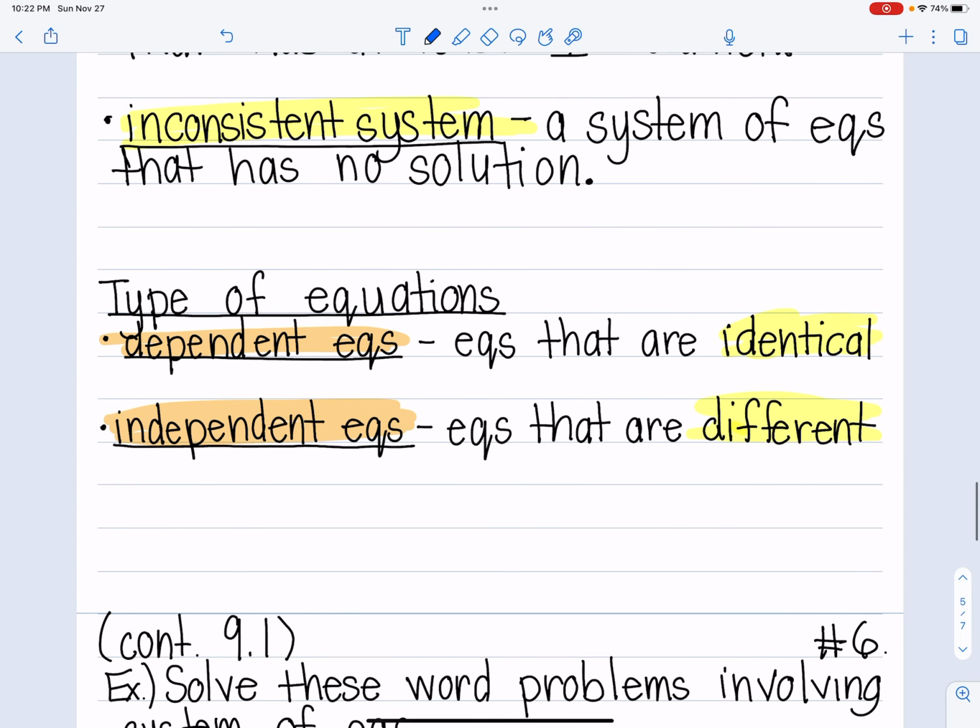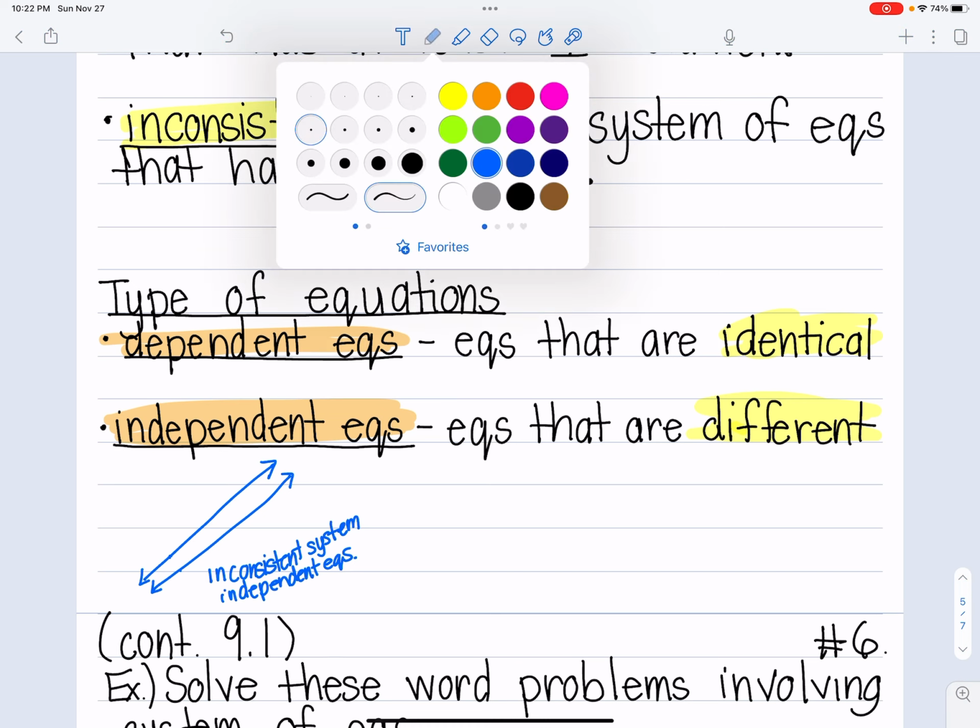Now, let me draw something for you real quick just to keep this in mind. I didn't draw this before, but you could write this in here. If I give you a set of parallel lines, this would be an inconsistent system, and it would have independent equations. Because don't we see two separate lines? That's how we know they're different. The equations are independent. So what if we had a system like this? Let me go here.